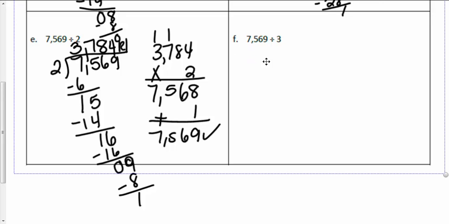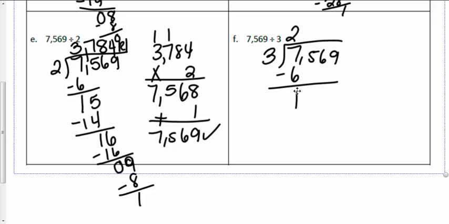I'm going to take 7,569 and divide it by 3. So I've got 7 thousands divided by 3. Well, 2 times 3 is 6, and that's as close as I can get to 7 without going over. I'll subtract that, leaves 1,000 left over. I'm going to add that to my 500s. 15 hundreds divided by 3 would be 5, because 5 times 3 is 15. That leaves no hundreds, so now I'm going to divide the tens.